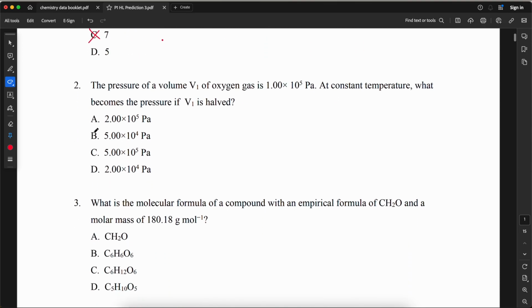The pressure of a volume V1 of oxygen gas is 1 times 10 to the power 5 Pascal. At constant temperature, which is Boyle's law, what becomes the pressure if V1 is halved? So Boyle's law for the equation when the temperature is constant is P1 times V1 equal to P2 times V2. So P2 will be P1 V1 divided by V2. So P1 is 1 times 10 to the power 5, times V1, and V2 is half of V1. So that would be 2 times 10 to the power 5 Pascal.